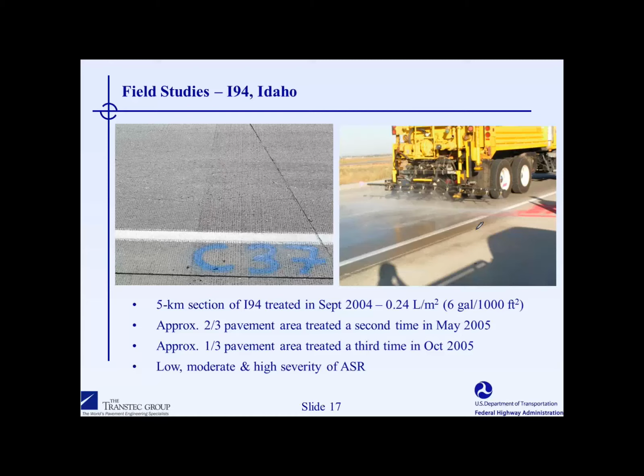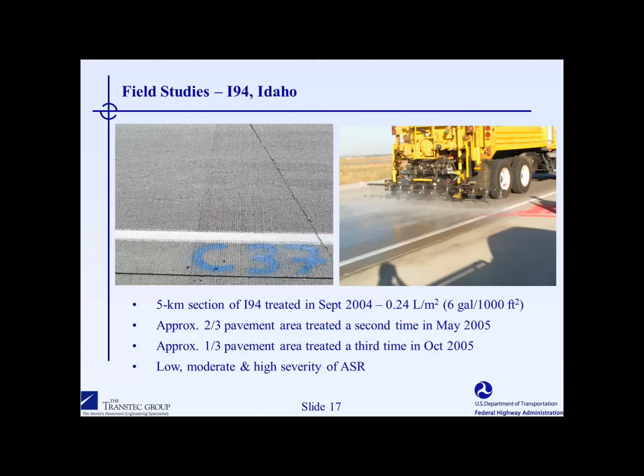In this field study, we were able to treat 3 different levels of distress within the pavement that we considered to be low, moderate, and high. And within each of those test sections, we did various numbers of treatments, either 1, 2, or 3, in terms of a topical application of lithium. Each of our applications were based on the manufacturer's recommended application rate, which is on the order of 6 gallons per 1,000 square feet. And you can see here with the photo on the right, the spray truck that was used to treat this pavement in Idaho.